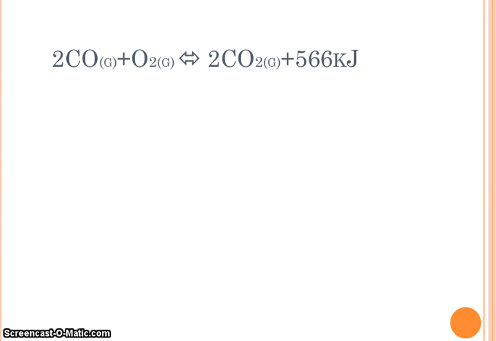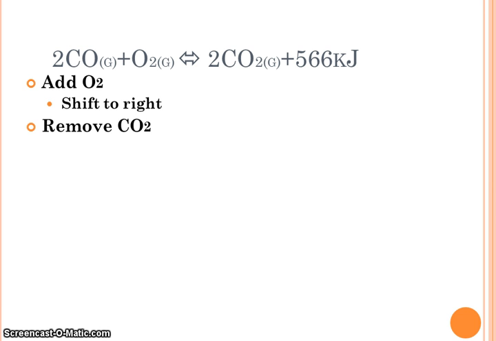So let's look at another example. Here we've got carbon monoxide and oxygen, and we're producing carbon dioxide, and it's also an exothermic process. So if we were to add oxygen, that's something on the left-hand side, it would have to shift to the right to establish equilibrium. If we removed carbon dioxide, we're removing something on the right-hand side, so our system would have to shift towards the right to reestablish equilibrium.